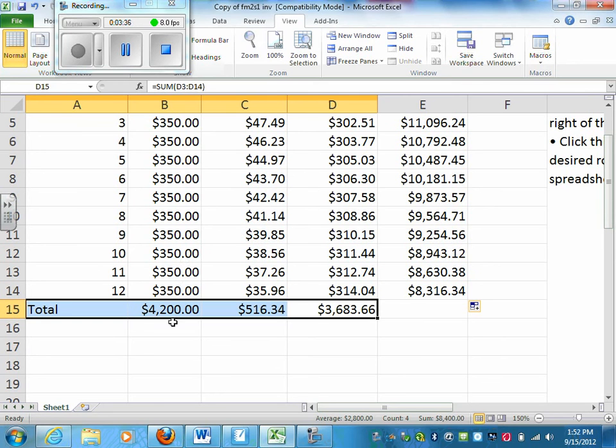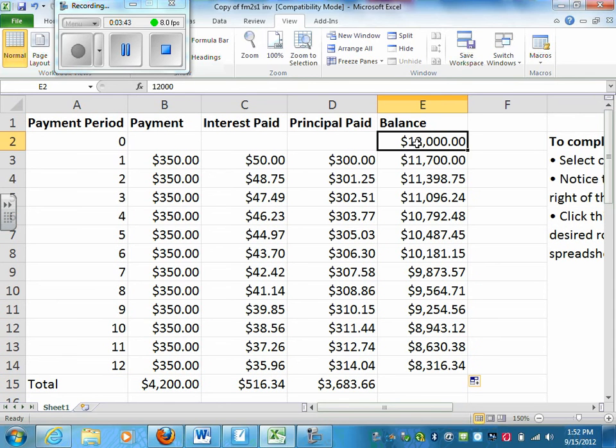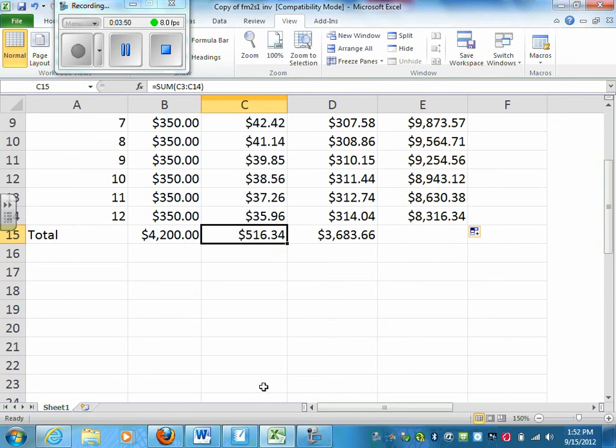It tells us how much he's paid in total. So far he's paid $4,200, but he's not $4,200 off of his balance, right? Because a lot of it, $516 of that, has gone towards interest. So that's interesting.